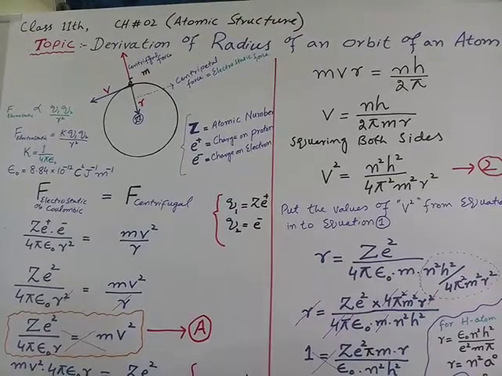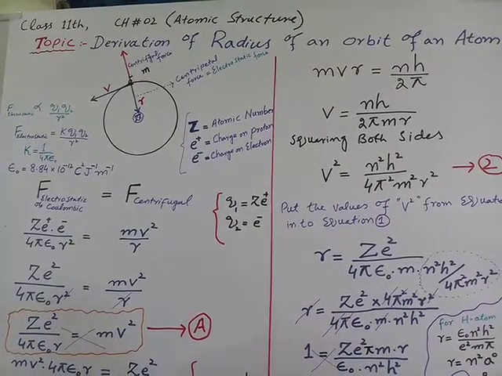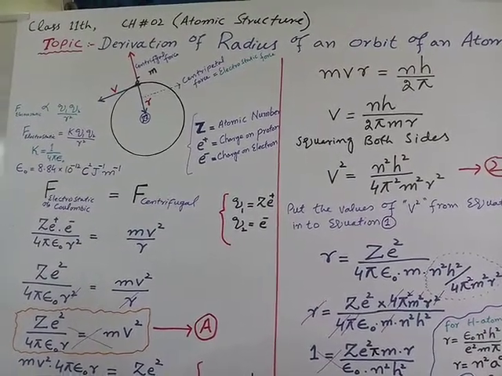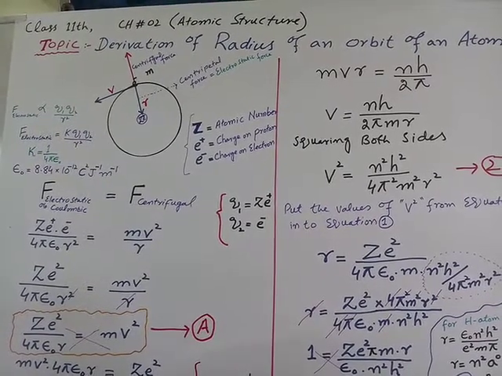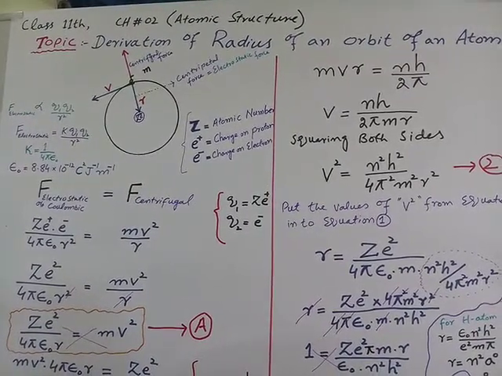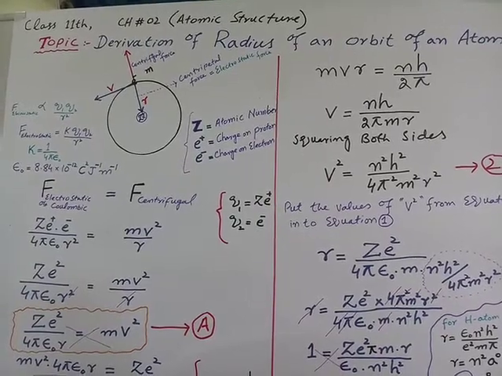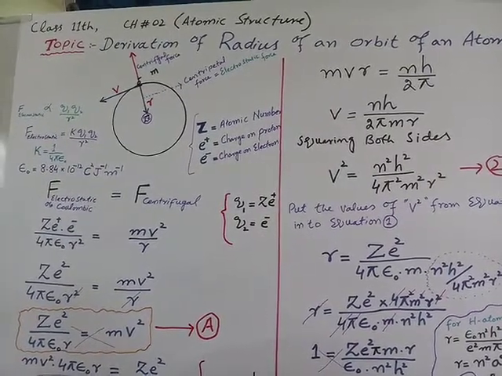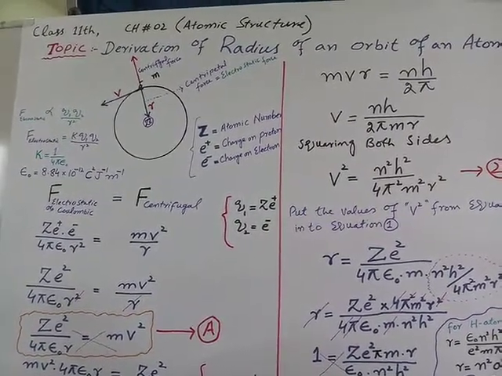Last time we discussed the discovery of neutron, then we discussed the properties of neutron. After that, there are two topics. One is the Rutherford atomic model, while the next is the Bohr atomic model.